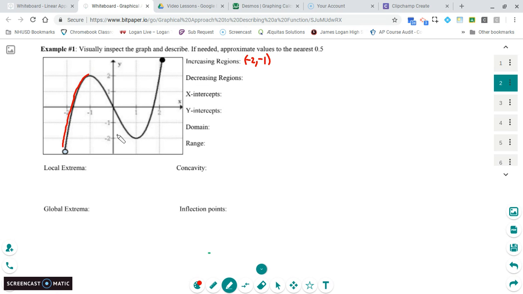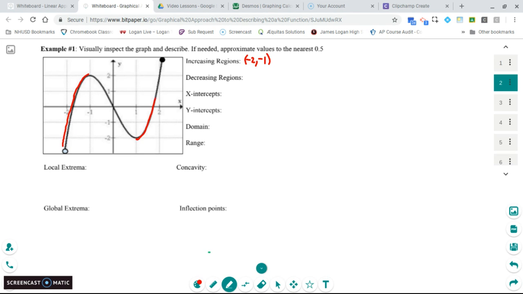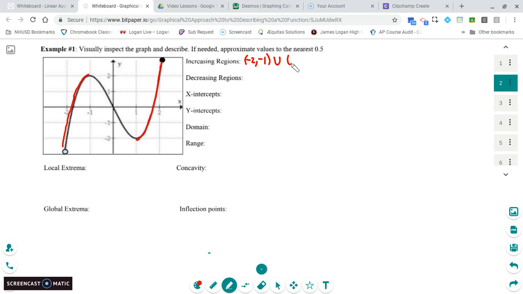All right. And then I notice there's another portion of the graph that is increasing starting at x equals 1. And it increases up into this point, which is at x equals 2. So I have a second region, so I'll join those, from 1 to 2. All right, so those are the increasing regions.